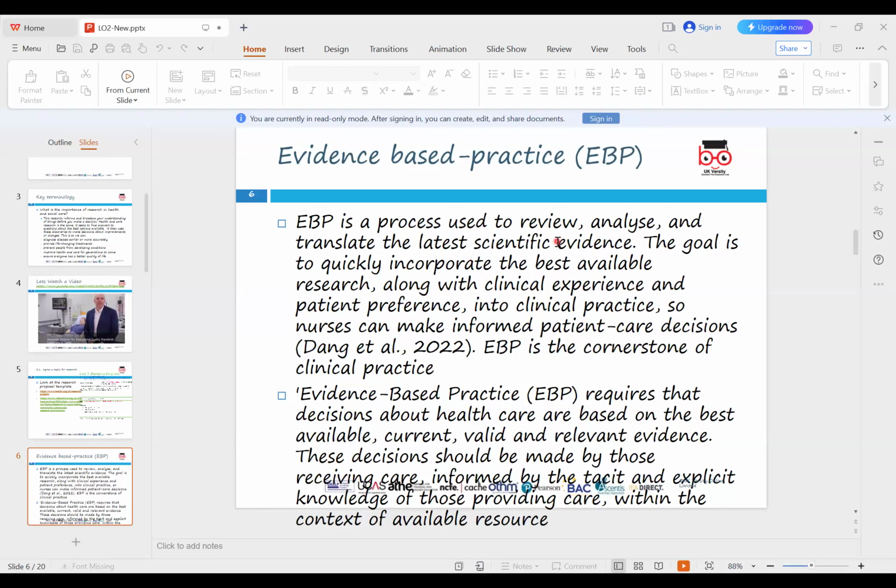So it's a process used to review, analyze, and translate the latest scientific evidence. And the goal is to quickly incorporate the best available research. So you have research there, but what is the best available research, along with clinical practice and patient preference, into the clinical picture, so nurses can make informed patient care decisions. It could be nurses, it could be doctors, it could be pharmacists, like they're working now with the NHS. So EBP, or evidence-based practice, is the cornerstone of clinical practice.